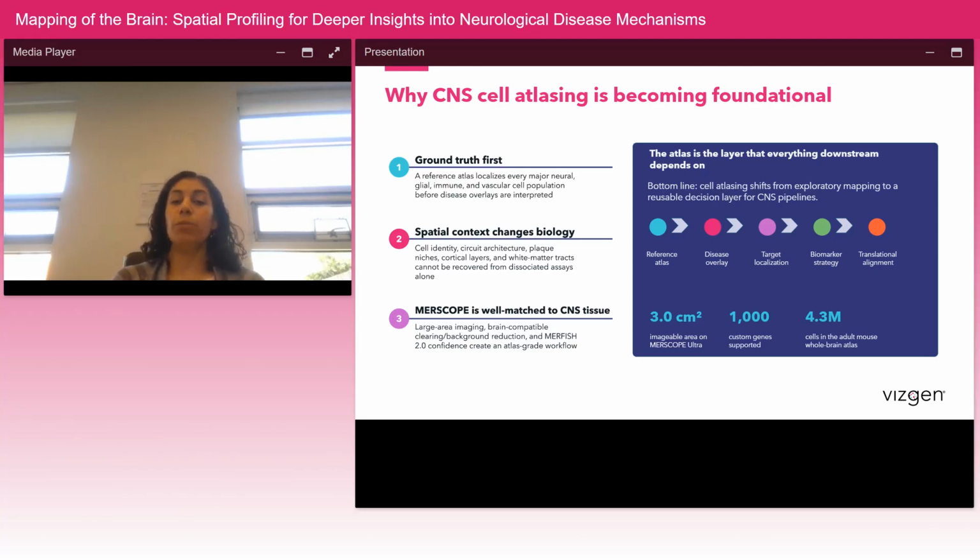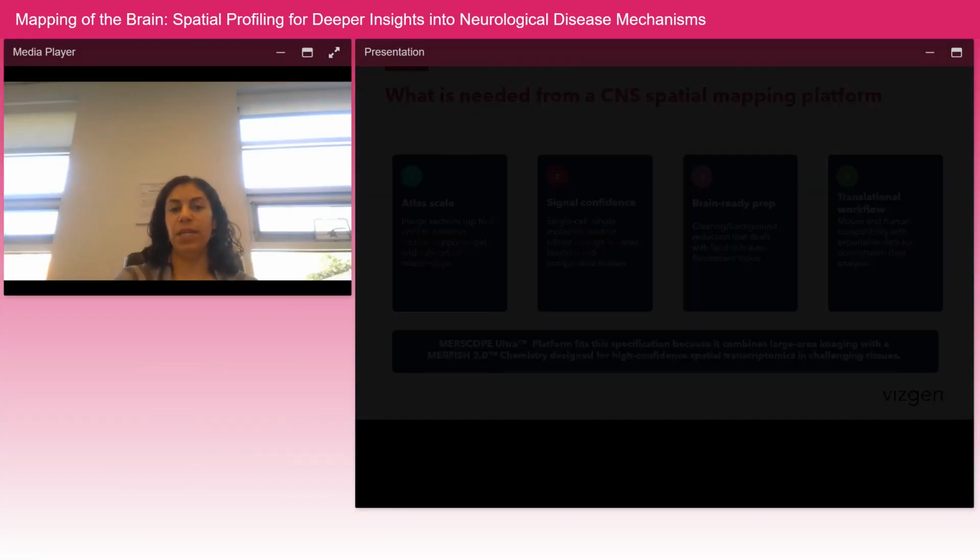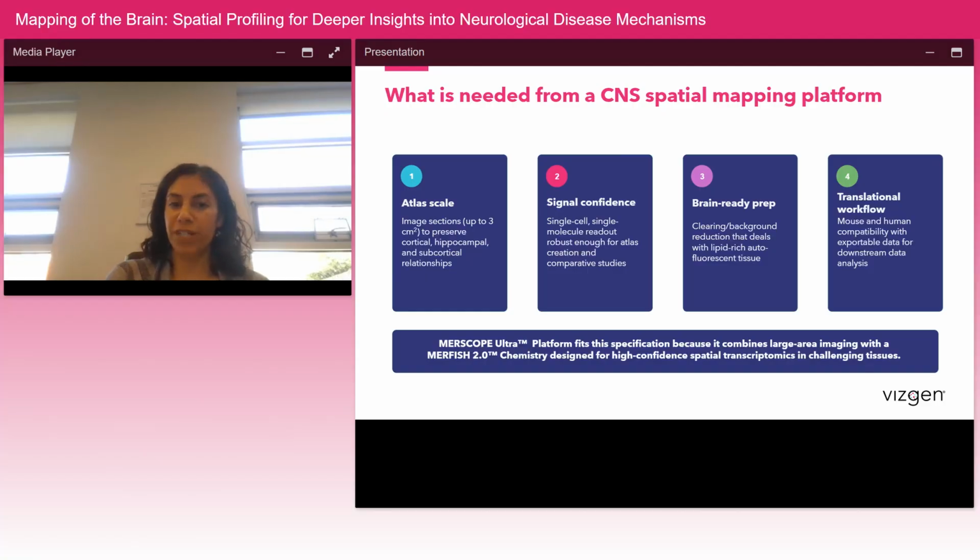So MERSCOPE has really been at the forefront in enabling these atlases to be developed for several reasons. The MERSCOPE Ultra has a fairly large imageable area. We can look at an entire mouse brain. We can actually look at up to 4 mouse brains in one experiment. We can also look at disease versus normal tissue in the same slide, in the same experiment. The MERFISH technology is extremely sensitive, which is important when you're looking for rare cell types.